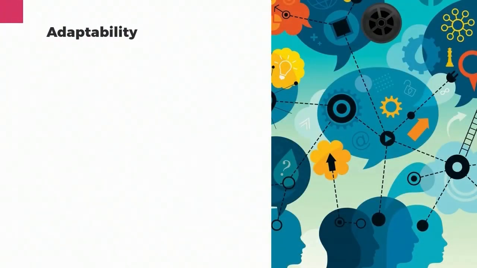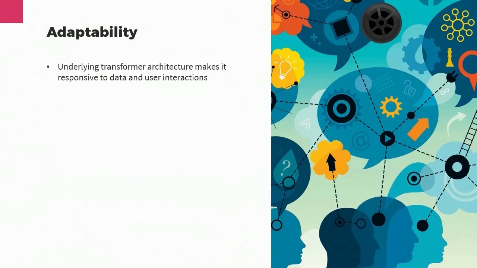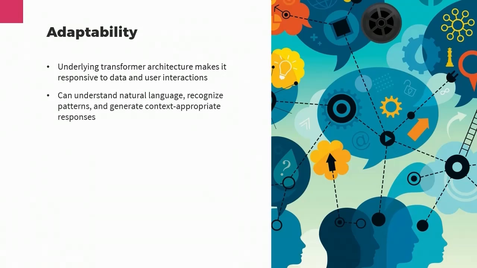One key feature of ChatGPT is its adaptability. Because the underlying transformer architecture is designed to learn iteratively from large amounts of text data to build a knowledge base that's constantly growing, ChatGPT is very responsive to data and user interactions. It's able to understand natural language, recognize patterns, and generate context-appropriate responses that seem human-created.